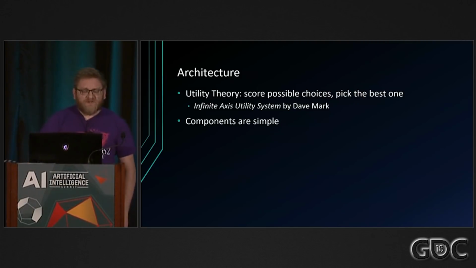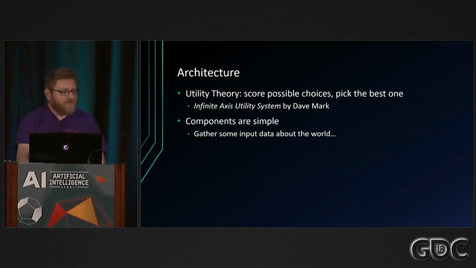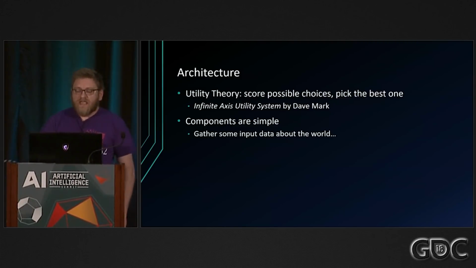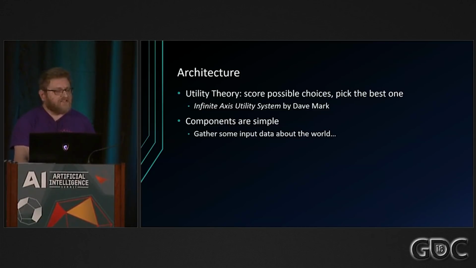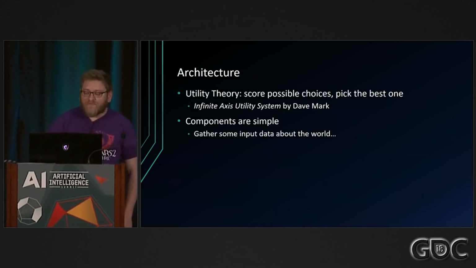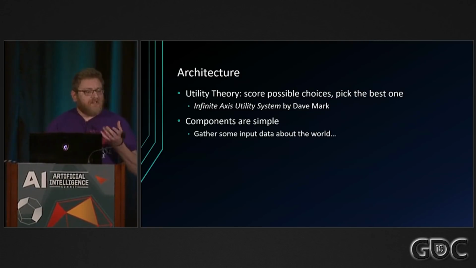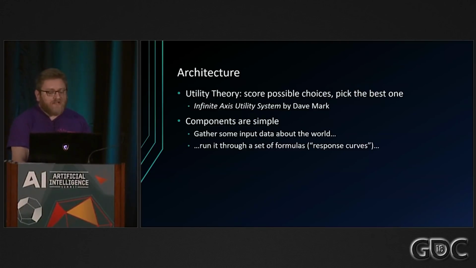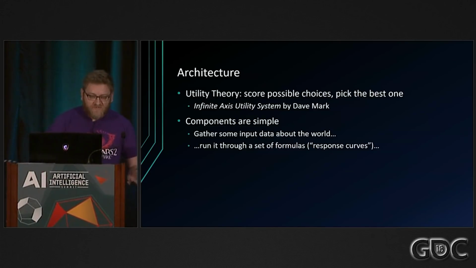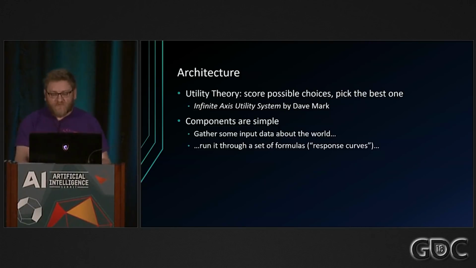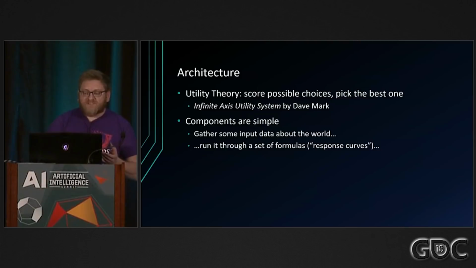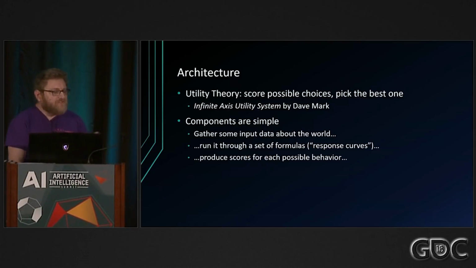The first thing that we want to do is get a whole bunch of input data about the world. So we've had talks earlier in the last couple of days about knowledge representation and understanding the context of what our agents are doing in the world around them. This is exactly the kind of thing that I'm talking about now. Taking data from the simulation and processing it. In our case, we do this through what we call response curves, which are basically just small little compact formulas. And those formulas help us decide that for each possible behavior, what is the score?